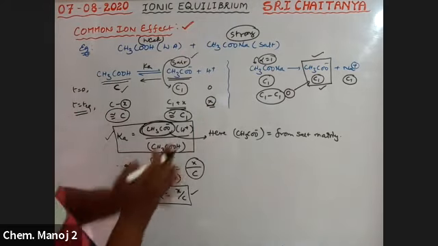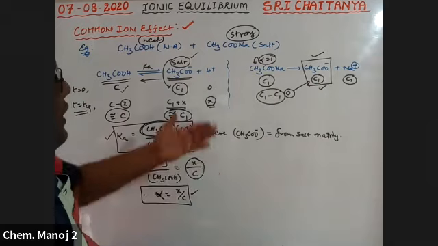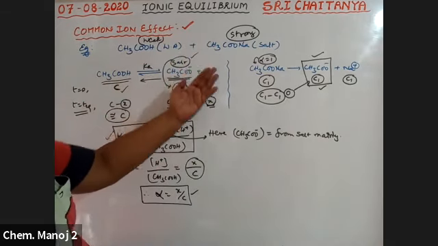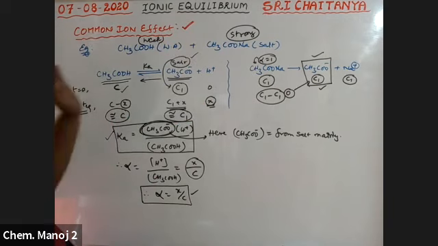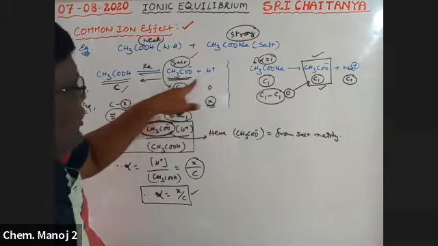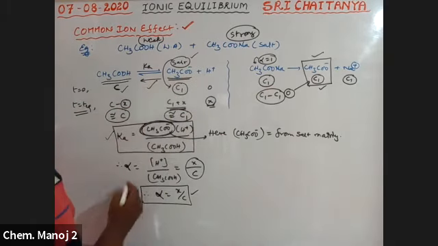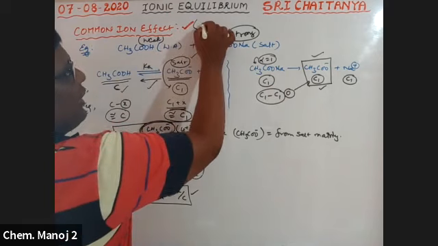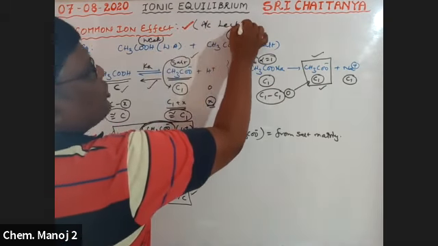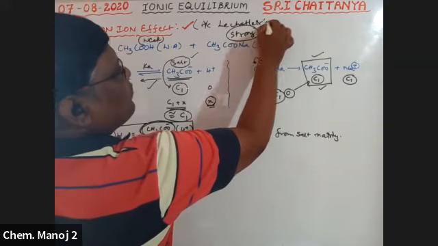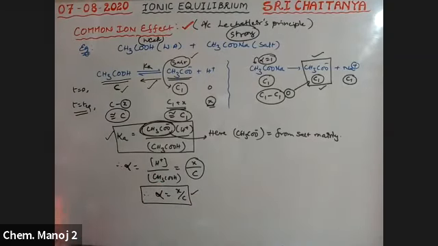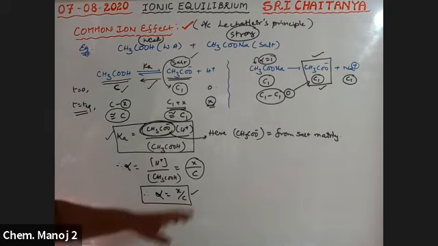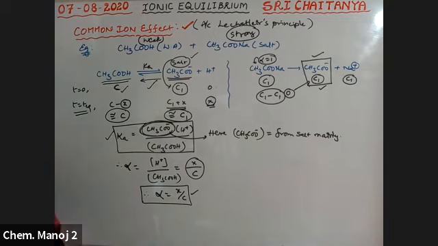That means Le Chatelier's principle is applicable. According to Le Chatelier's principle, when the concentration of products increases, the backward reaction is favored; when the concentration of reactants increases, the forward reaction takes place. Here the concentration of products increases, so the backward reaction is favorable. That means the common ion effect works according to Le Chatelier's principle. It is completely based on Le Chatelier's principle. So let's take a problem based on this. See here.